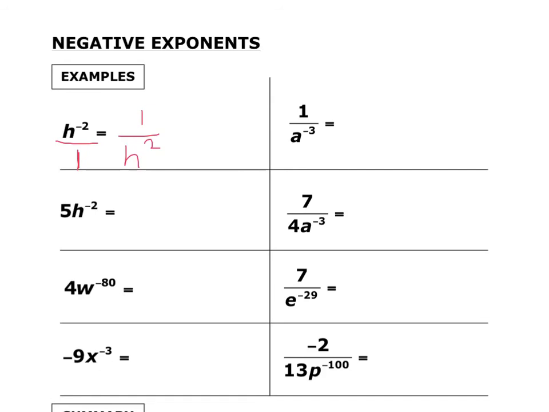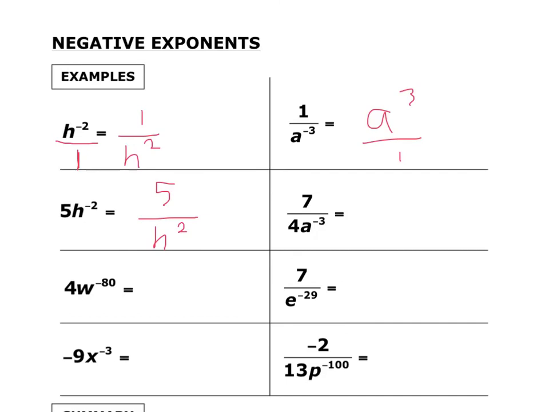Second one, we have 1 over a to the minus 3. We can't have a negative exponent, so instead of being in the basement, we're going to send him upstairs. If you want to put that 1 on the bottom, that's fine, but you don't have to. Let's try the third one. You've got to be careful because you can't include the coefficient. We're going to leave the 5 upstairs, but send the h downstairs.